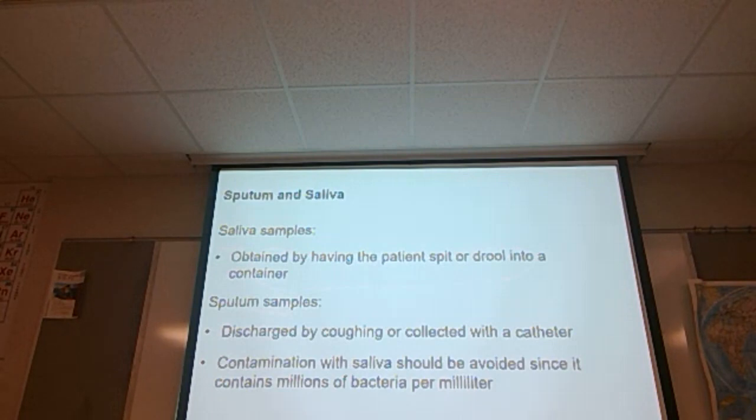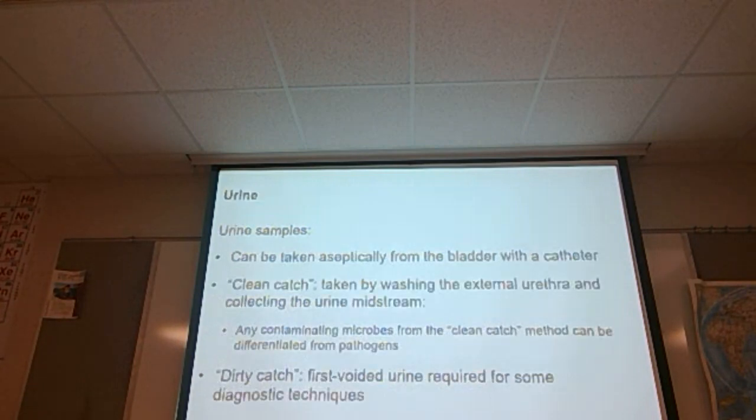Contamination with saliva should be avoided since it contains millions of bacteria per milliliter. One of the problems with getting things coughed up is that they're going to many times have saliva contamination. So reaching down and collecting it with a catheter is a much more efficient way of ensuring your sputum samples are not contaminated with saliva.